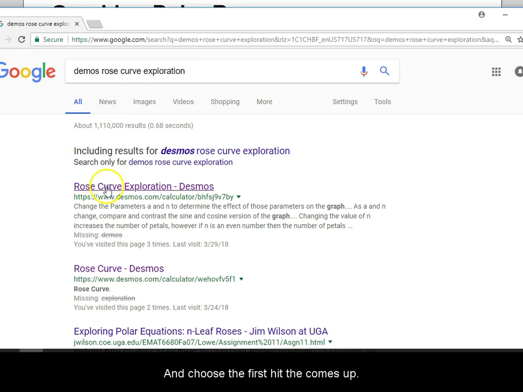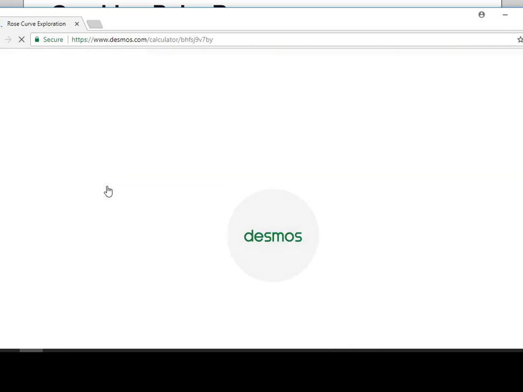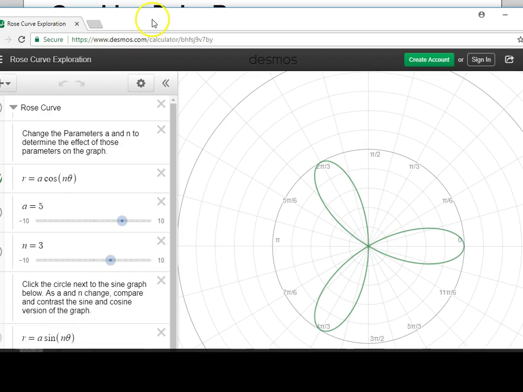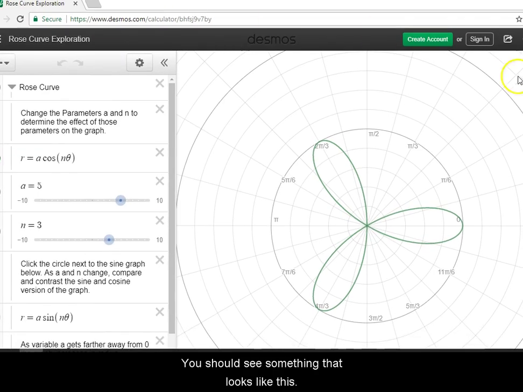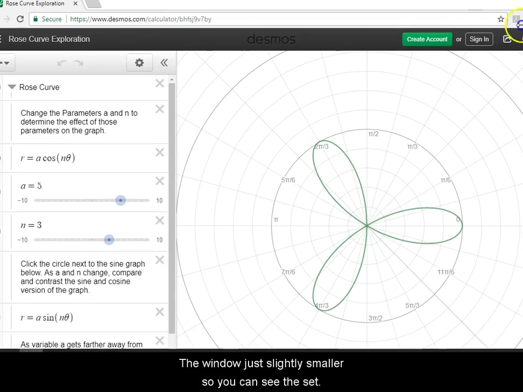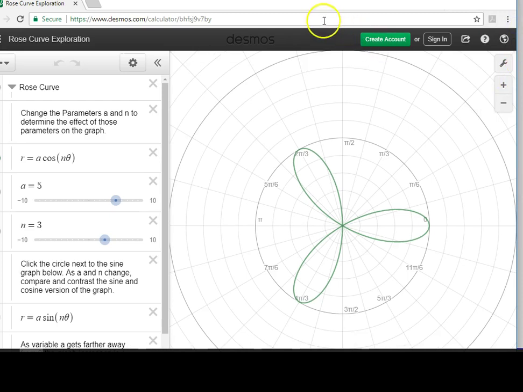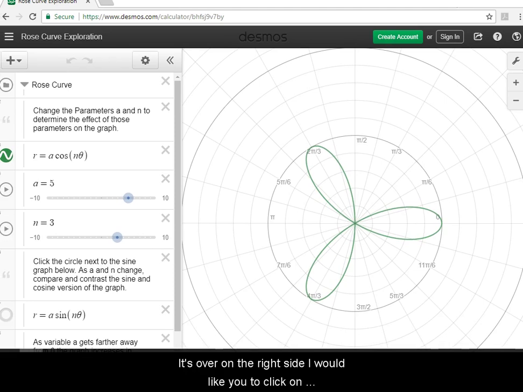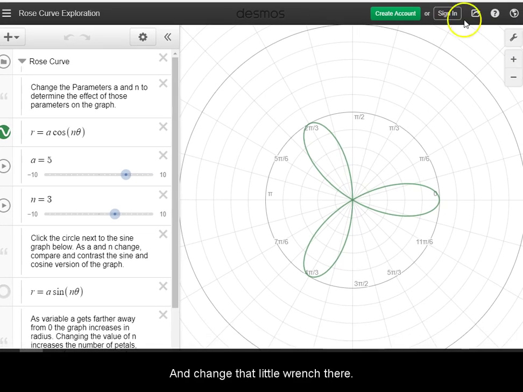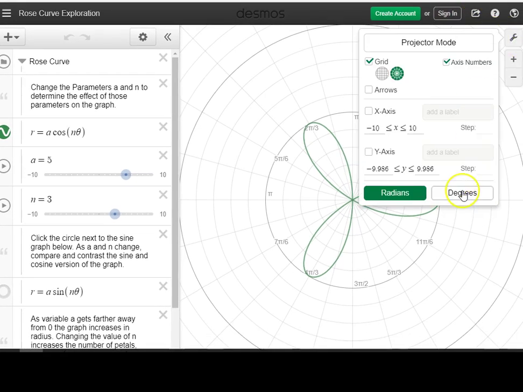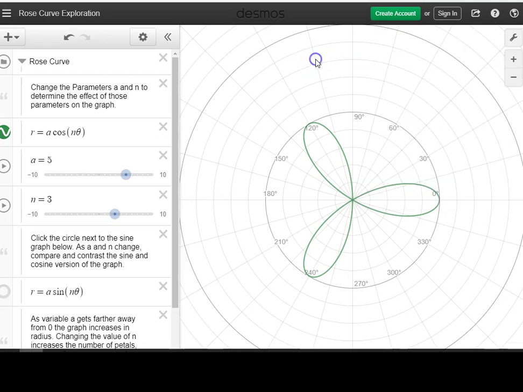And choose the first hit that comes up. And you should see something that looks like this. Let me make the window just slightly smaller so you can see the settings. There we go. So over on the right side, I would like you to click on Graph Settings and change that little wrench there. Change it to degrees, please. Everything else should be alright.